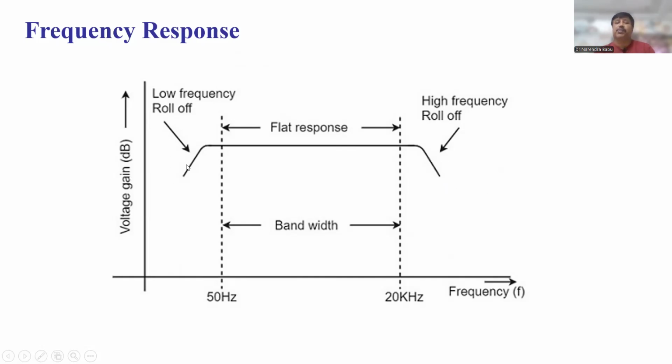At low frequencies, because of high reactance, there will be a rollback. At high frequencies, because the capacitor acts as a short circuit, the base current increases sharply. So the Q point or operating point shifts from the active region towards the cutoff region or saturation region. That's why at high frequencies there is a rollback. So this is about the RC coupled amplifier. Thank you.